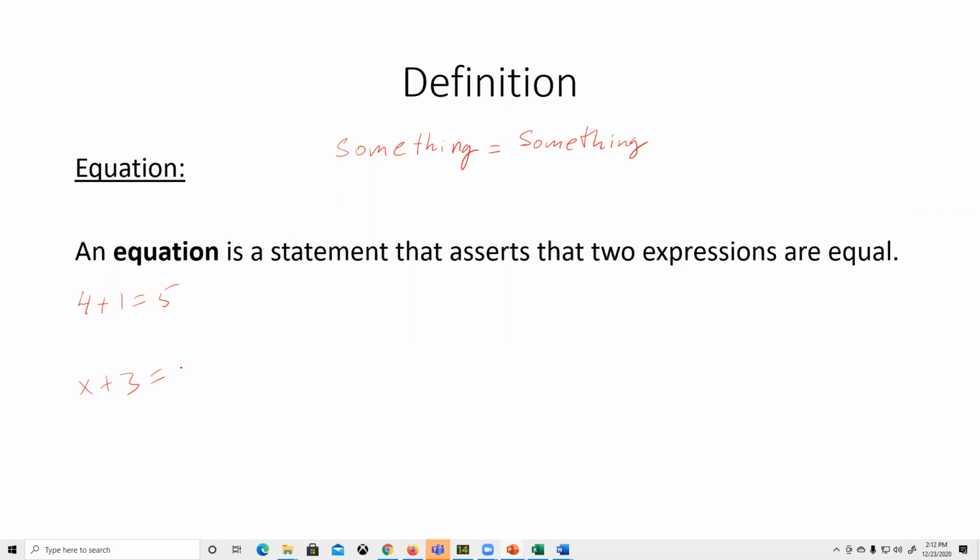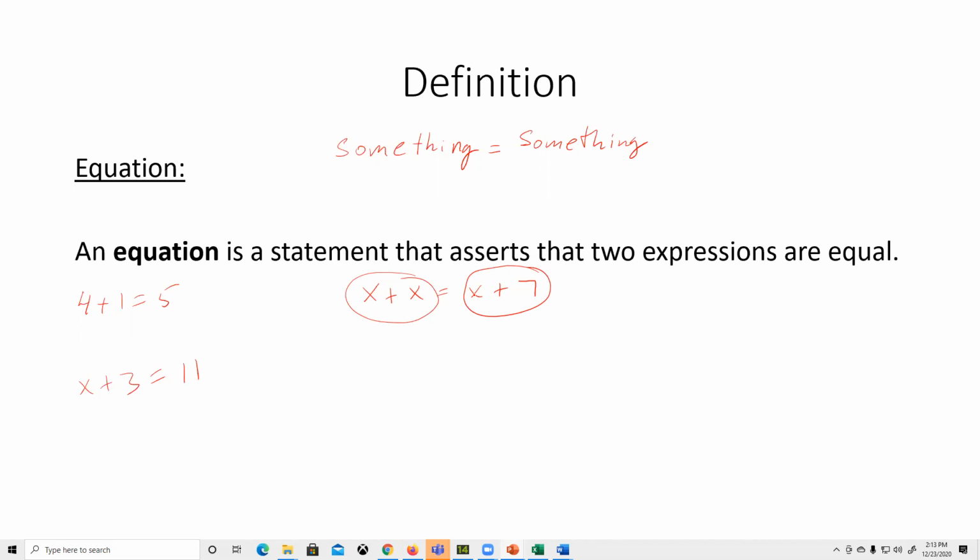x plus 3 equals 11. That can be an equation. x plus x equals x plus 7. This is an equation. As long as we have one expression that's equal to another expression, we are dealing with an equation.